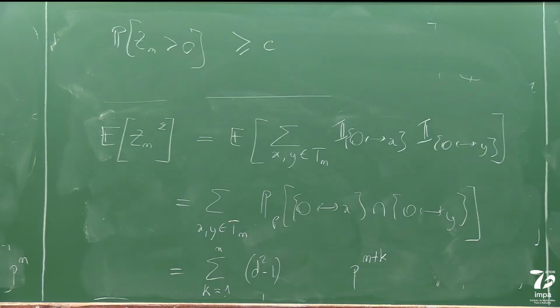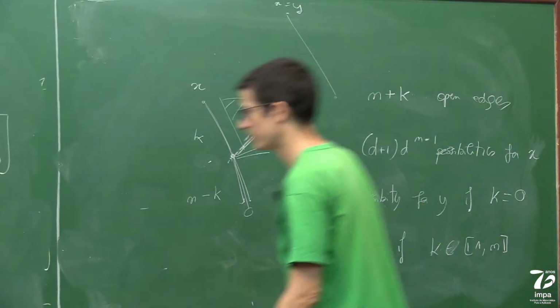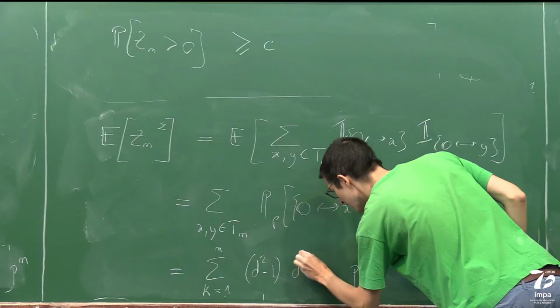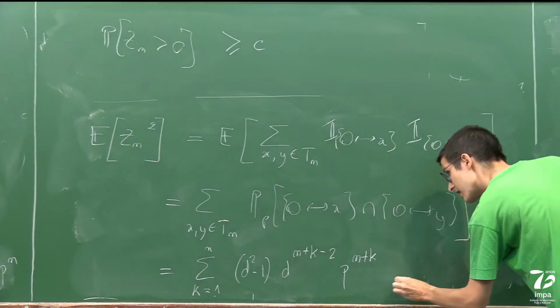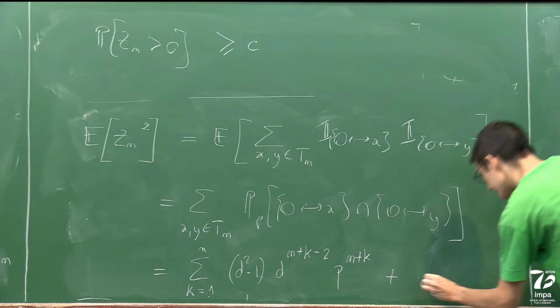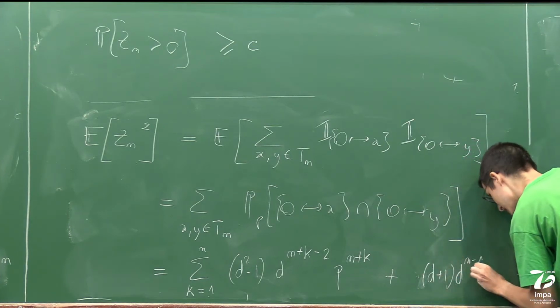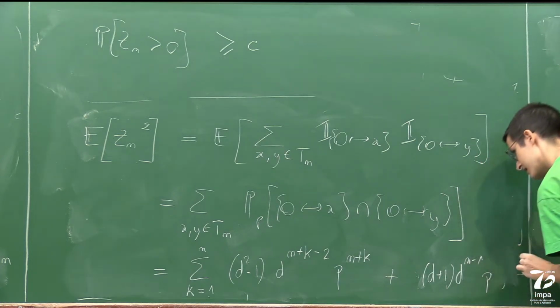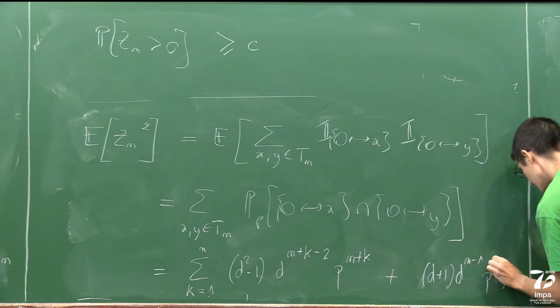Here I have minus 1, sorry. And d^(n+k-2). Okay, and then plus (d+1) d^(n-1) p^n.